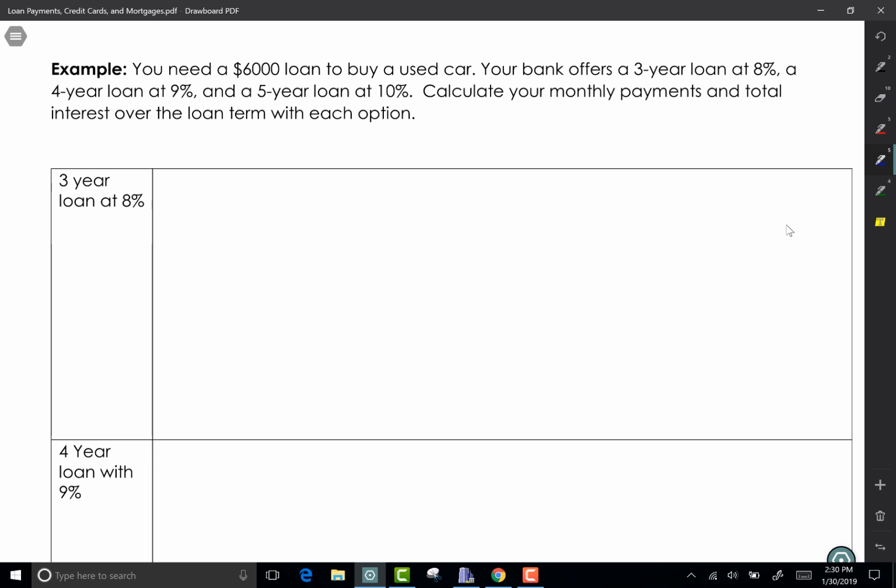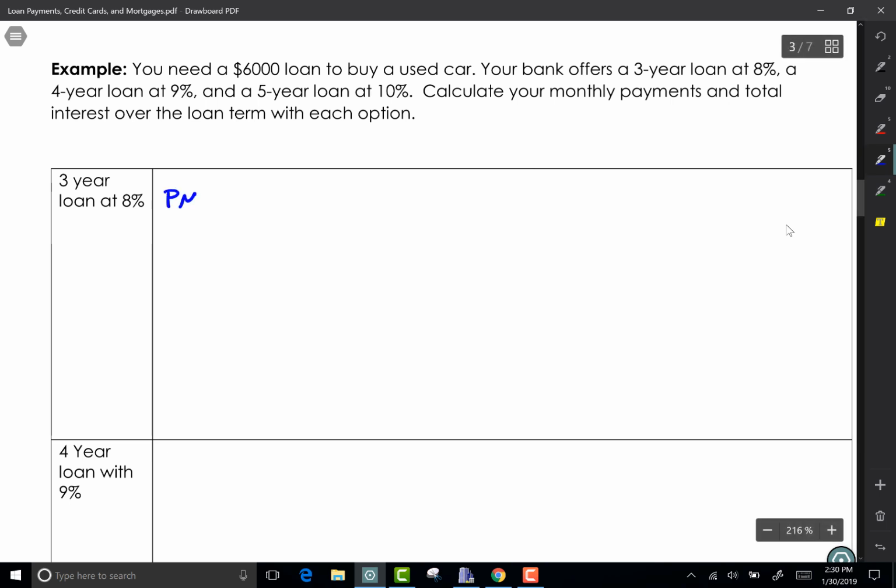Okay, so for the first one, the 3-year loan at 8%, to find our payment, we're going to take the principal, which is the $6,000.